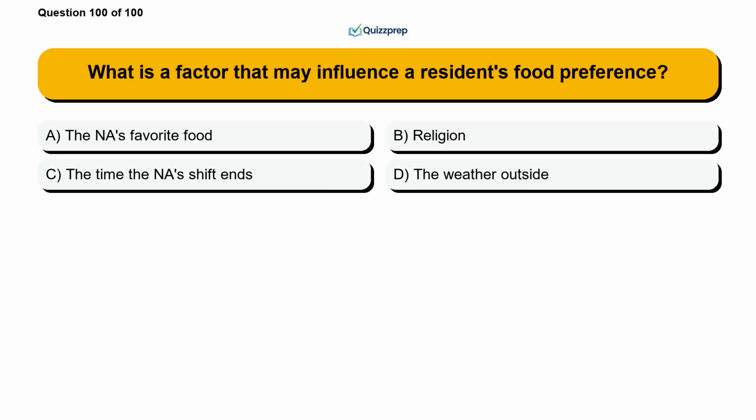Question 100. What is a factor that may influence a resident's food preference? Option A, the NA's favorite food. Option B, religion. Option C, the time the NA's shift ends. Option D, the weather outside.